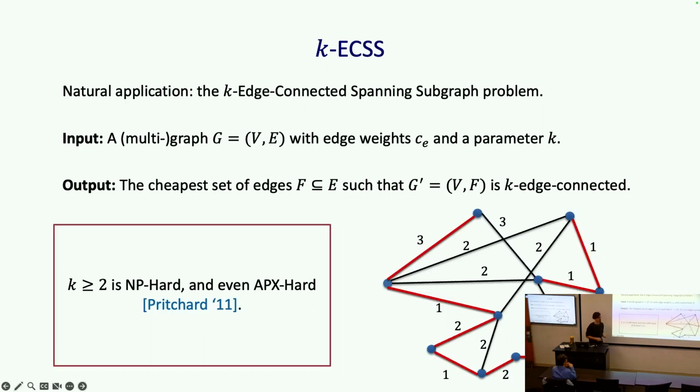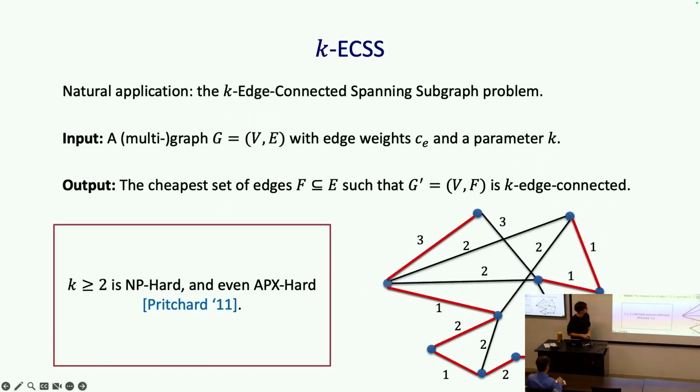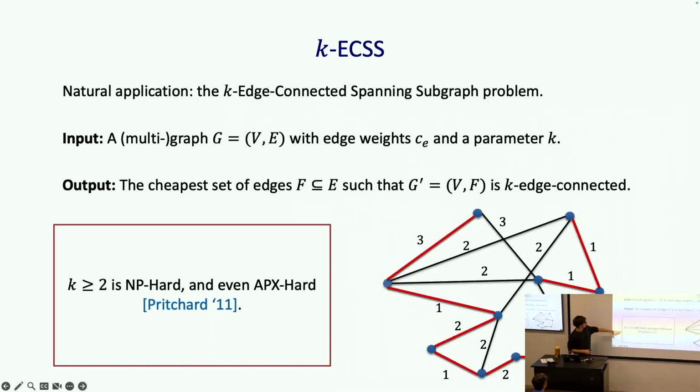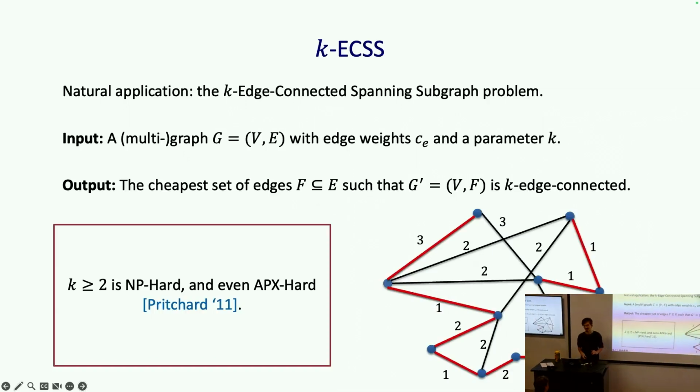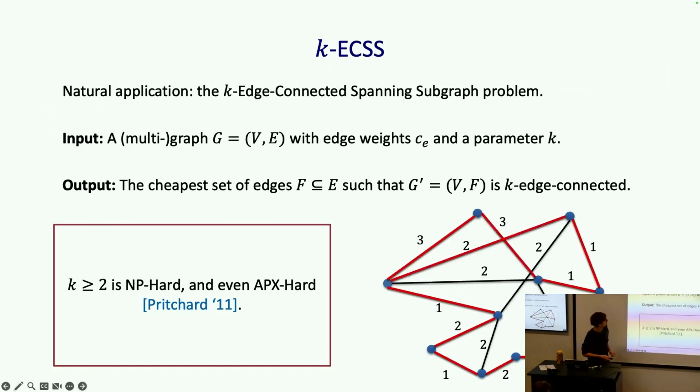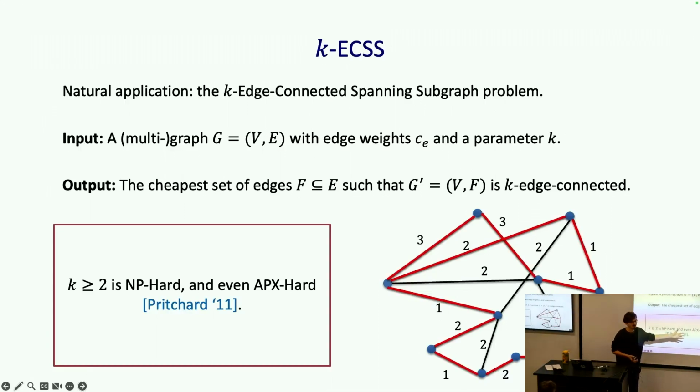The hardness was probably known well before then. I think maybe this is a slightly more general result in the APX hardness, but yeah. Okay, so here's an example solution for k equals 2, and you can kind of check it's not as clear why this is an optimal answer, right?